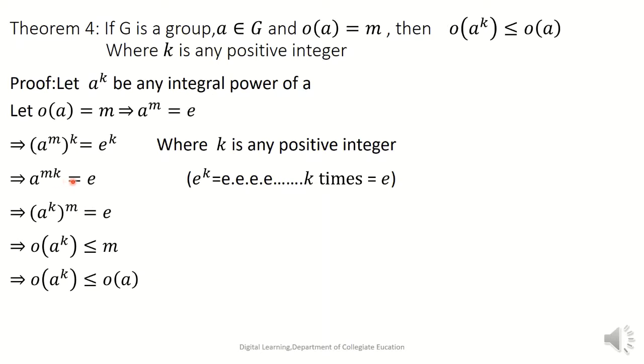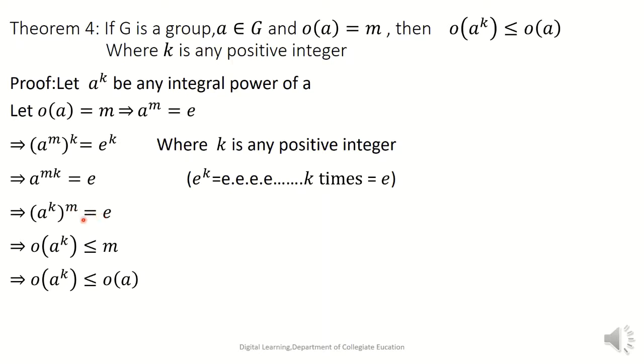mk. This is equal to E, here E power k is E only, because if you multiply E k times, we get E only, isn't it? Therefore E power k is E only. Okay, which implies here A power mk can be written as A power k into m. This is equal to E.